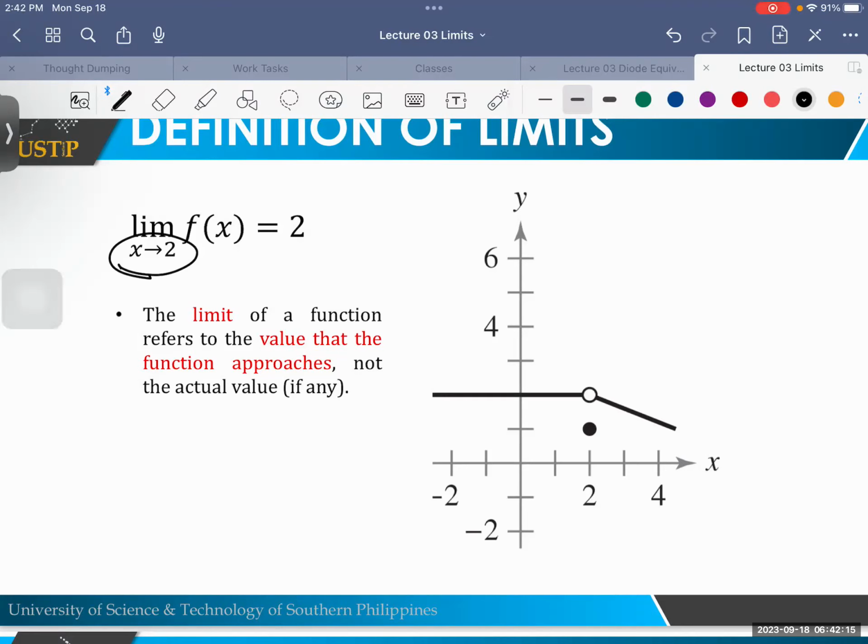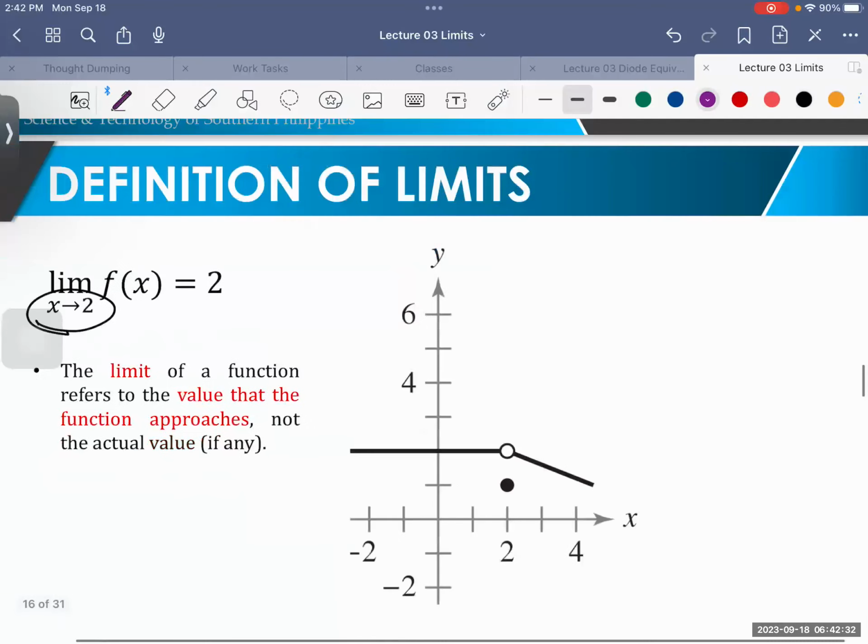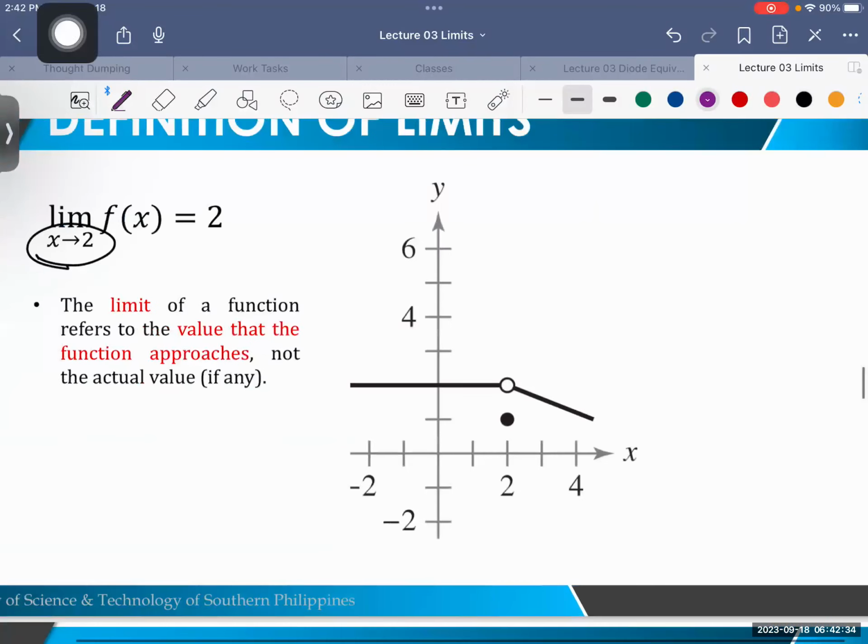So for example, graphically, you can say the limit of the function f of x, this is a piecewise function, okay? The limit of a function refers to the value that the function approaches, not the actual value, if any. Okay, let's define the piecewise function. If you can remember, a piecewise function is defined by many equations. Now, if this is 5, this is 3, this is 2, this is 1, no?